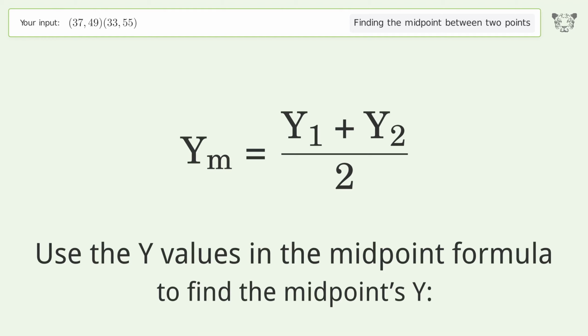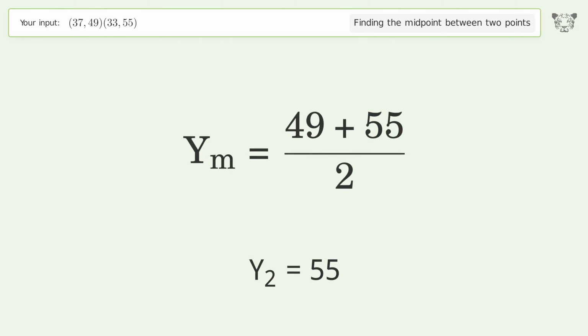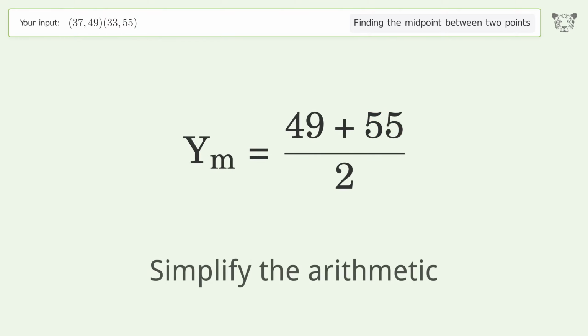Use the y values in the midpoint formula to find the midpoint's y. y1 equals 49. y2 equals 55. Simplify the arithmetic.